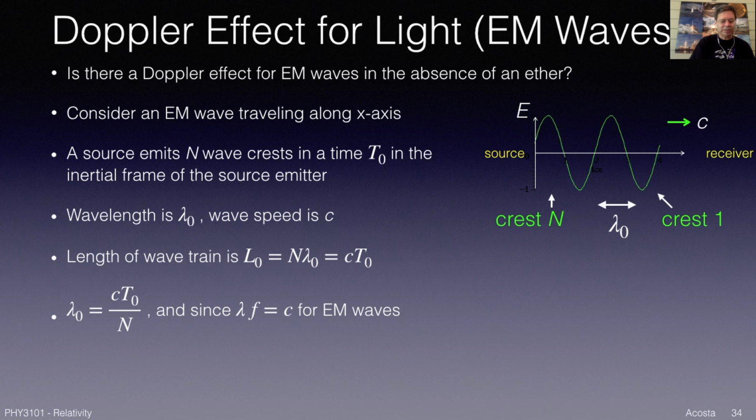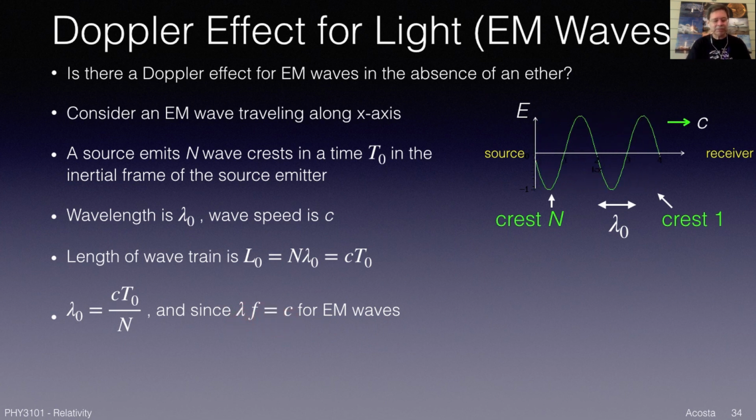Now, how is lambda naught defined? That would just be the total length divided by n wave crests. So if I had n wave crests, then just take the total length divided by n, and that's the length of any one of them, the peak-to-peak distance. And then we can use a feature which holds for all waves, which is the wavelength times frequency is equal to the speed of the waves, which for EM waves is c, the speed of light. So lambda times f equals c.